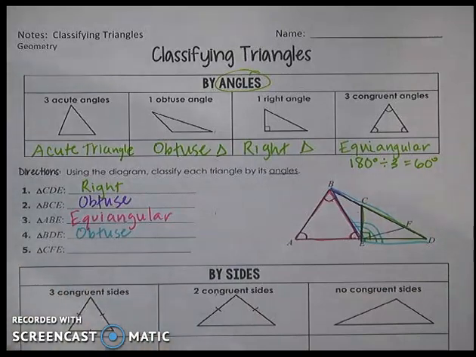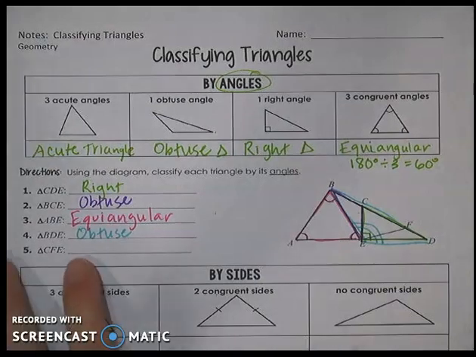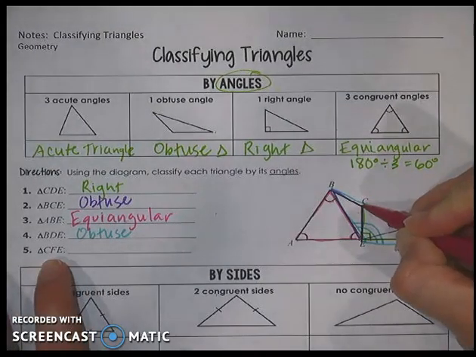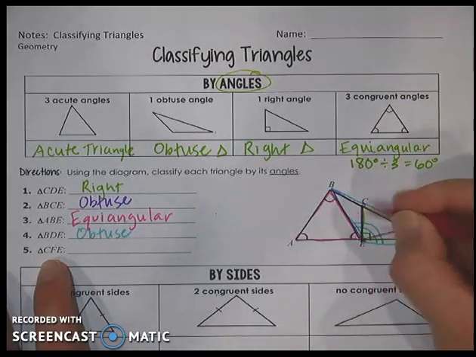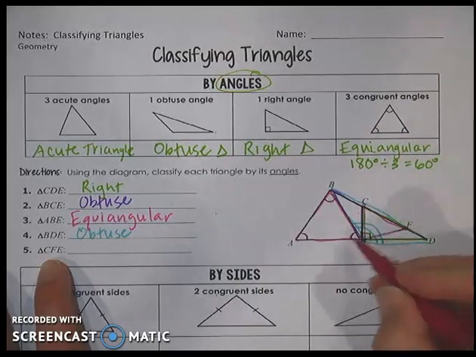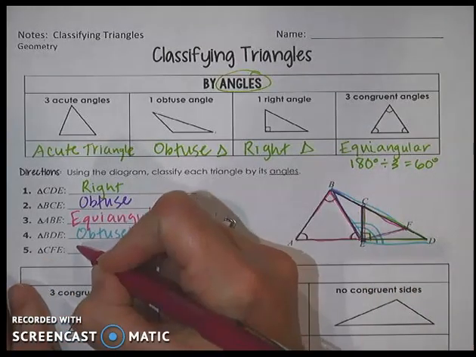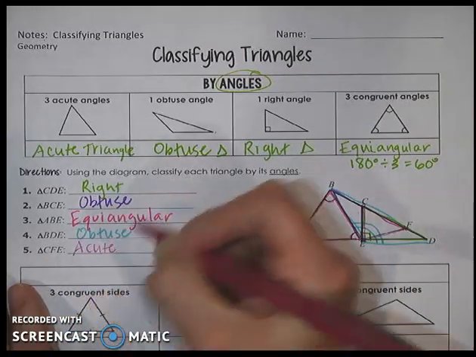And finally, we have triangle CFE. C is right here, E is right here, F is right here. I know that this is smaller than 90, so I know that this is an acute triangle.